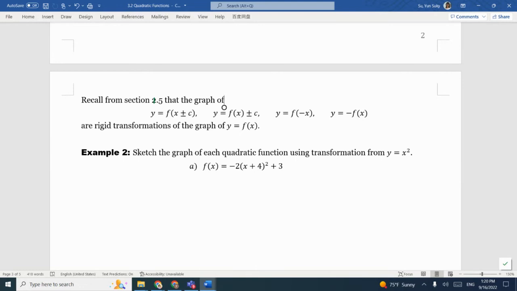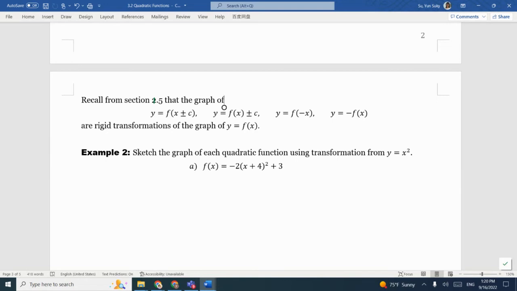Okay, so from session 1.5, for x plus or minus c, what's the transformation? Shift left or right. And when you shift left, is it plus or minus? Plus is left. Right is minus, right? Yes. And how about this one? Shift up or down, right? Up is plus, down is minus, right?